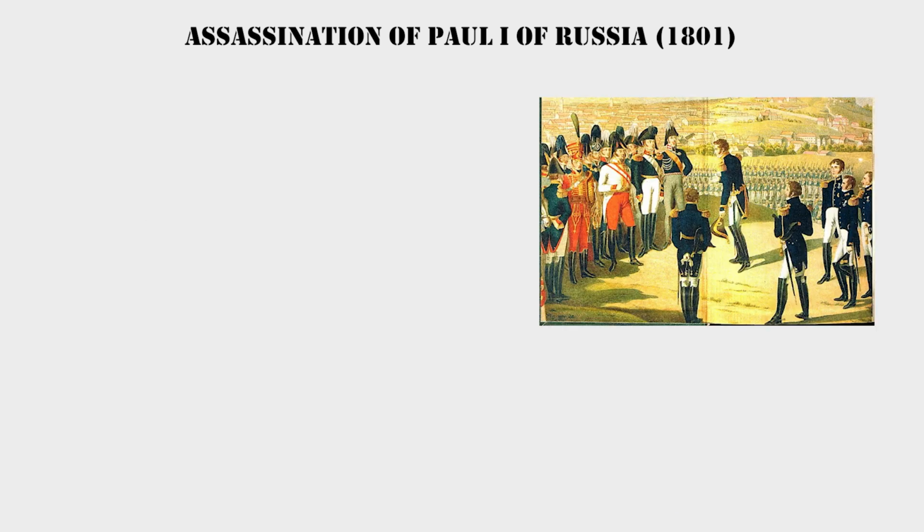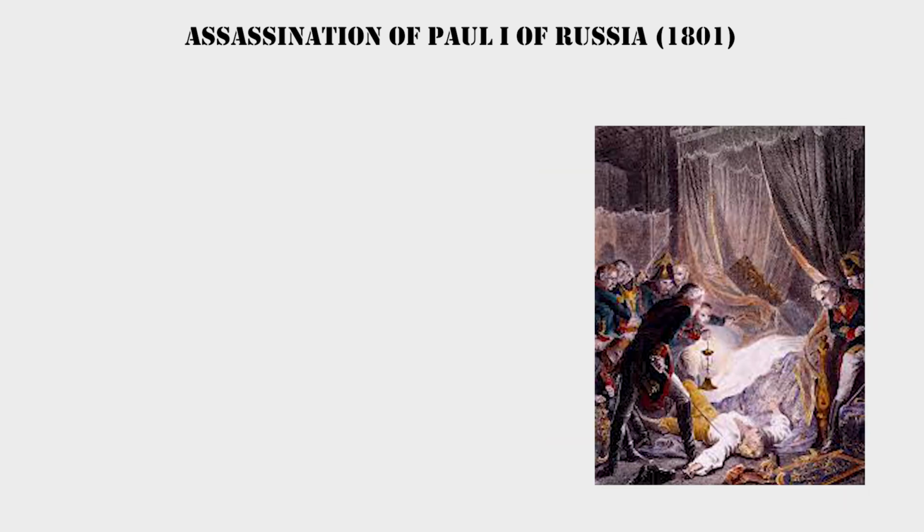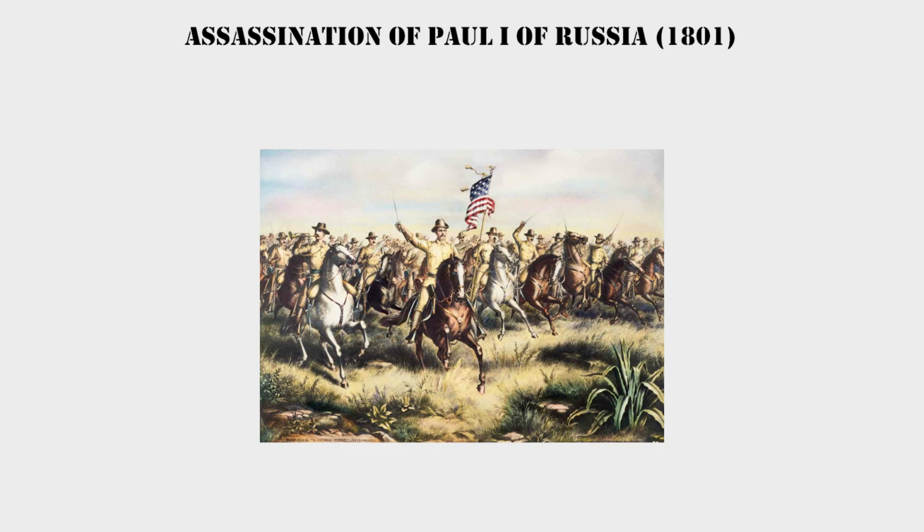Alexander quickly shifted alliances, joining the coalition against Napoleon and drawing Russia into years of Napoleonic wars. Paul's murder not only altered Russia's foreign policy overnight, but also reshaped the broader European balance of power. Wars that might have been avoided became inevitable under the new leadership's aggressive stance.